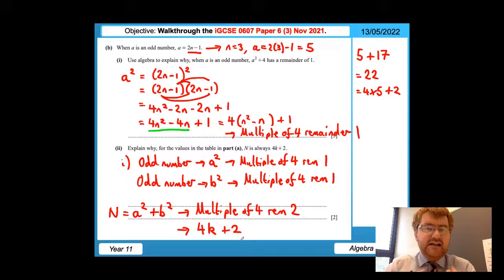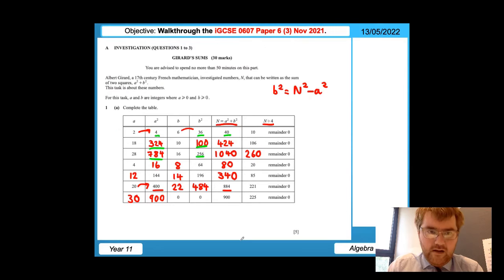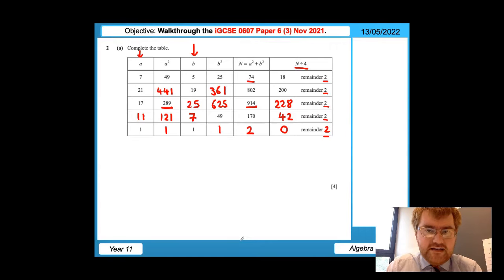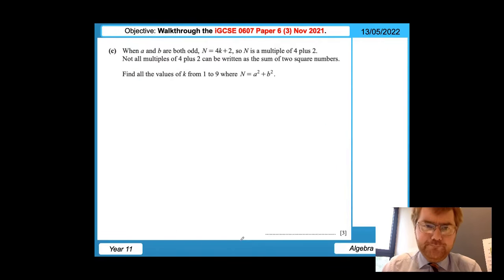But notice in this table specifically, I have two odd numbers for a and b. Notice, go back to question 1, I had two even numbers. We didn't really talk about that. We will do in question 3. And notice you get a different remainder depending on whether you have two odd numbers to start with or two even numbers. And you're probably going to see where the investigation is going here.